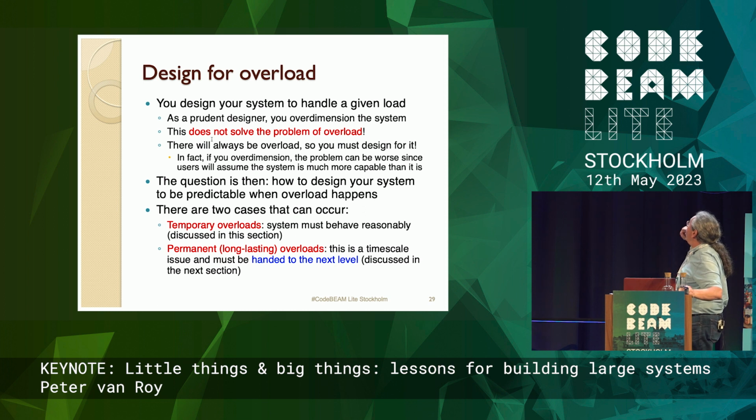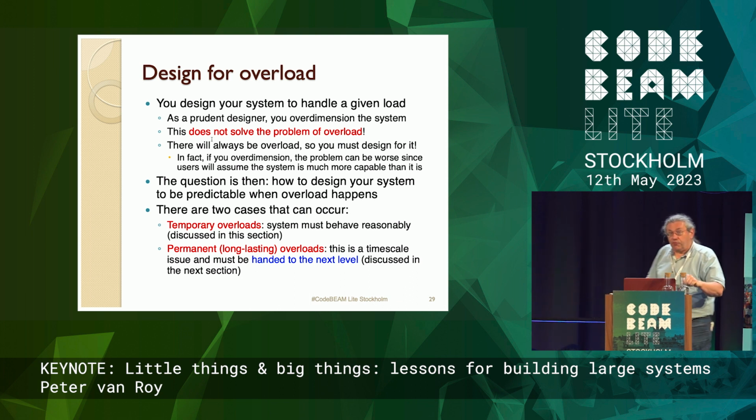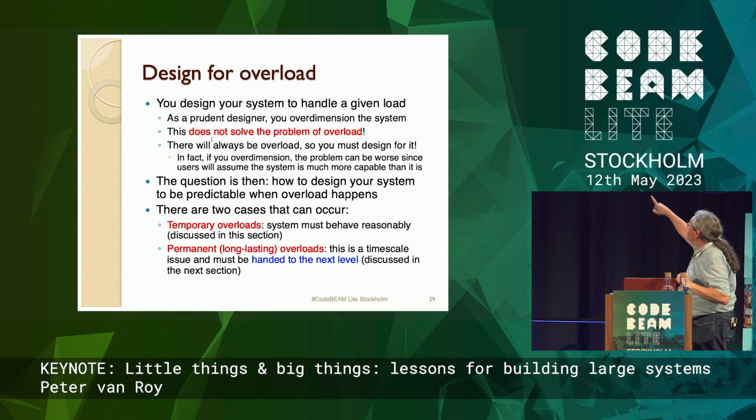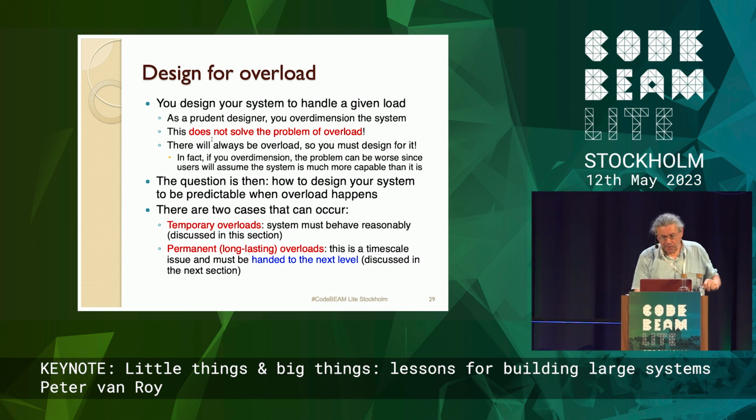So the question is, how to design your system to be predictable when the overload happens, and it will happen, huh? So there's 2 cases that occur, and both of them occur a lot, and they require different approaches. So first is the temporary overloads, and this is typically what we saw already in the small cells example, but then you have permanent overloads, and that I will explain a little bit later.